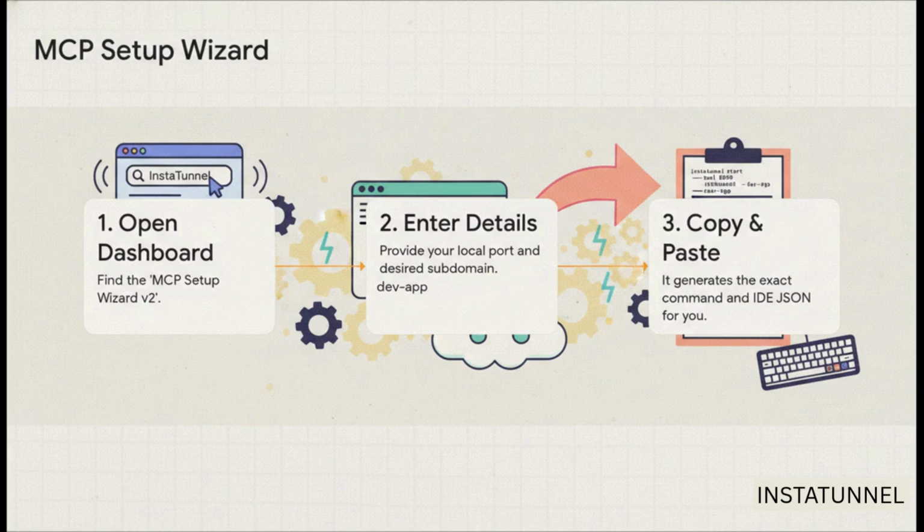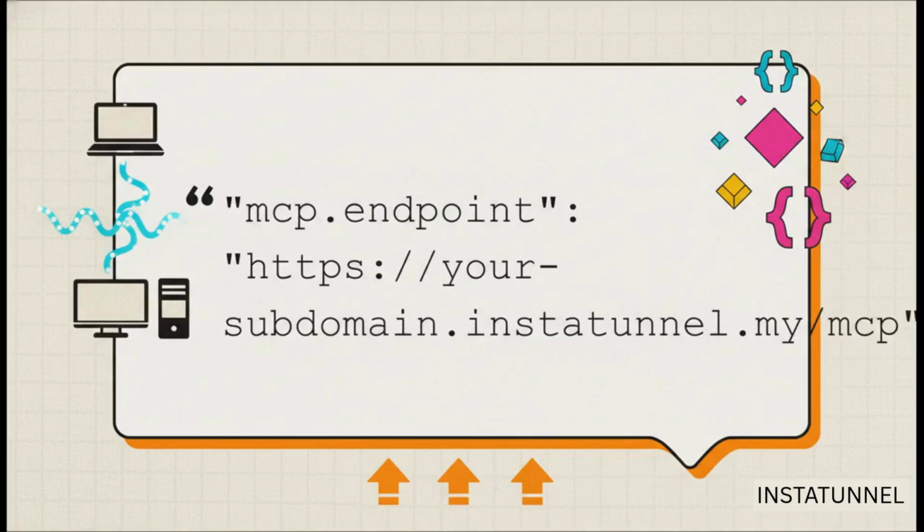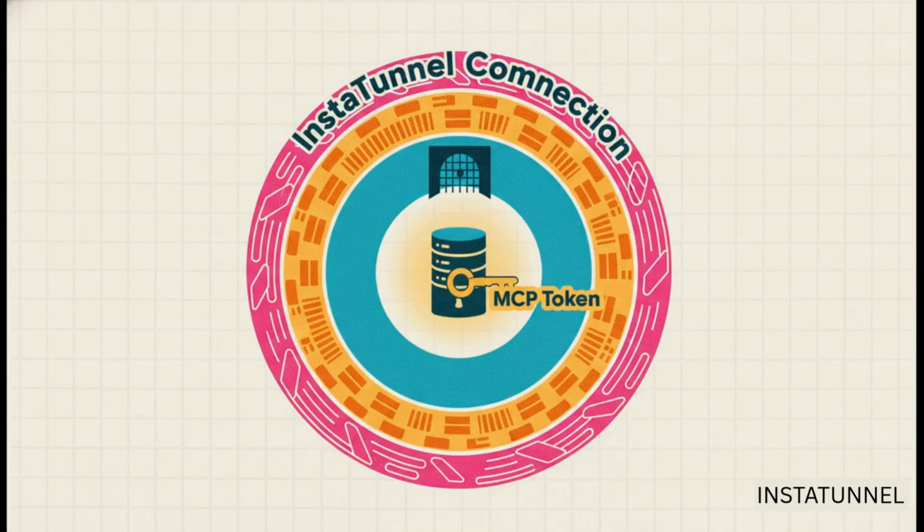No guesswork involved. But wait, it gets even better. This is the magic part. It doesn't just give you the command, it also creates the exact JSON configuration file you need for clients like VS Code, Claude, you name it. And boom, this is what it spits out. Clean, perfectly formatted JSON, with your unique tunnel URL already plugged in. You just copy this little snippet and paste it into your IDE settings. It literally eliminates any chance of a configuration error. It's fantastic.